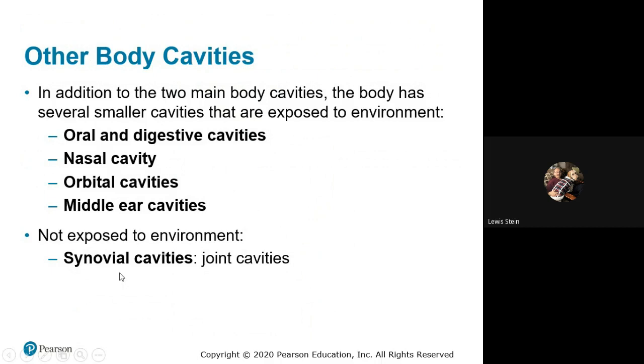Synovial cavities are joint cavities, elbow and knee. They're not exposed. When an infection gets in there, man, something got in there either that was in the system or in the bloodstream. That's a problem.